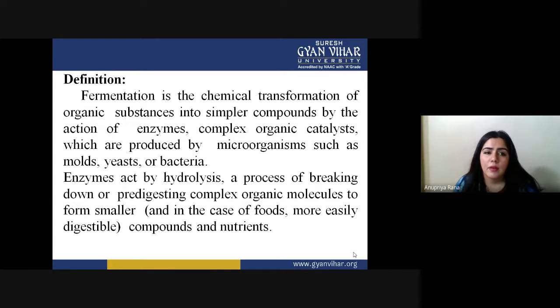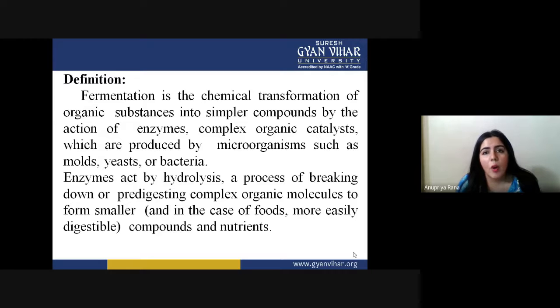Now, on the basis of all these discoveries, what is the major definition that has been made? Fermentation is a chemical transformation of organic substances into simpler compounds by the action of enzymes, complex organic catalysts which are produced by microorganisms such as mold, yeast, or bacteria. So it is a chemical transformation of organic substances into simpler compounds by the action of enzymes. Enzymes are needed to break down these complex things into simpler compounds. We need complex organic catalysts, which are produced by microorganisms.